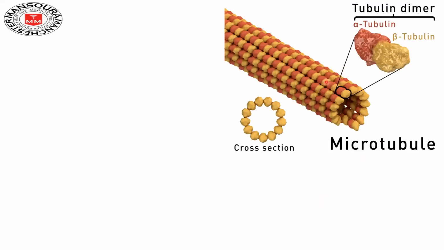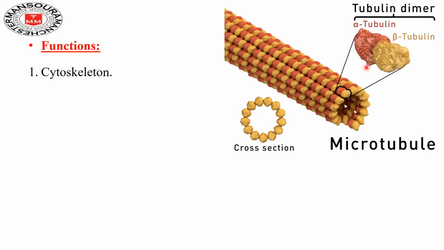Here is another picture. Here we have 13 protofilaments arranged beside each other in a cylinder form to form one microtubule. And here is the tubulin dimer, two molecules connected together to form one tubulin dimer. What is the function of these microtubules?